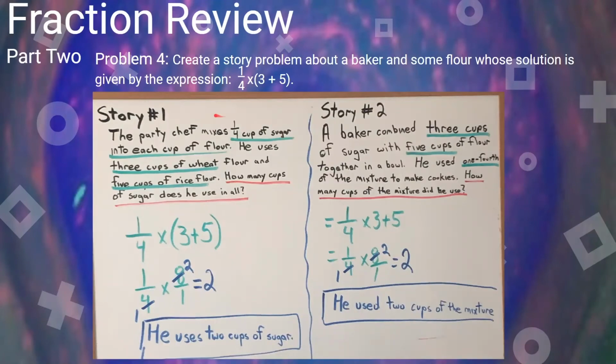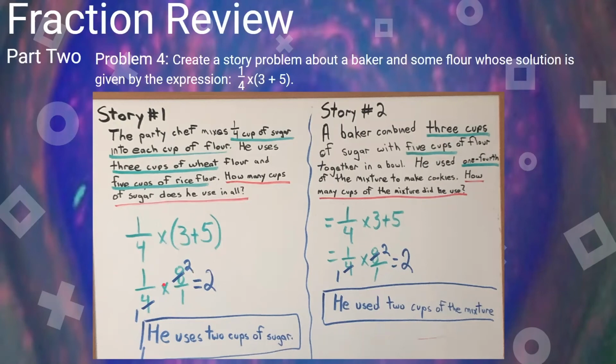So I said, the party chef mixes 1/4 of a cup of sugar, there's our 1/4, into each cup of flour. He uses 3 cups of wheat flour, there's our 3, and 5 cups of rice flour, there's our 5. How many cups of sugar does he use in all? That's our question.